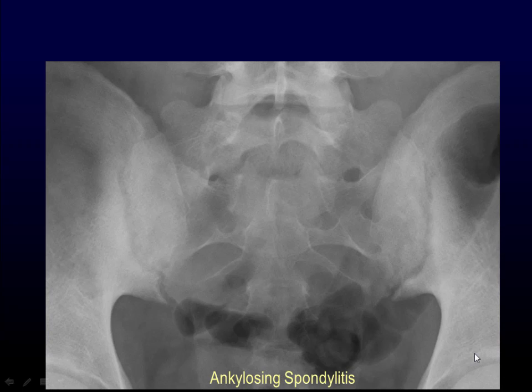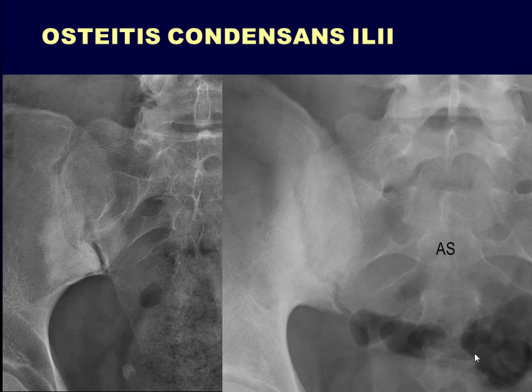Contrast that again with ankylosing spondylitis. When we put them side by side, notice on our osteitis condensans we still have the smooth undulating joint line. It may have white up against it because of the osteitis, but there's no erosive changes along the joint, in contrast to the erosive changes associated with ankylosing spondylitis.